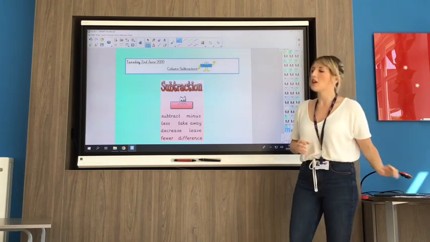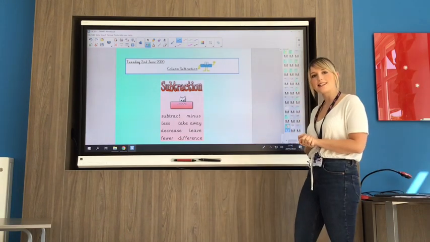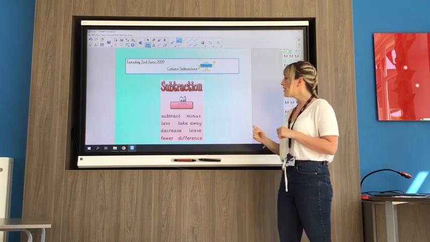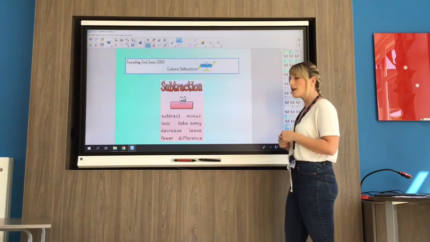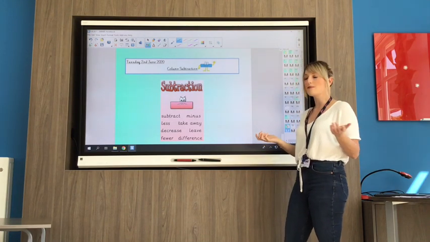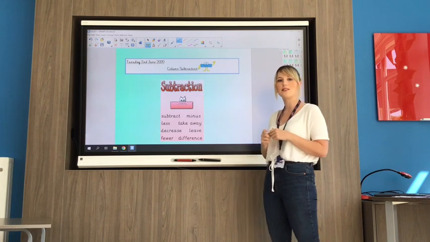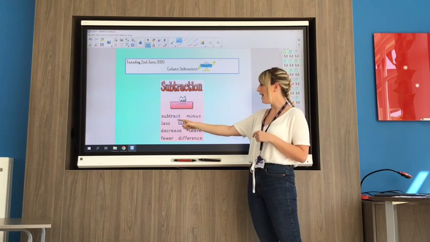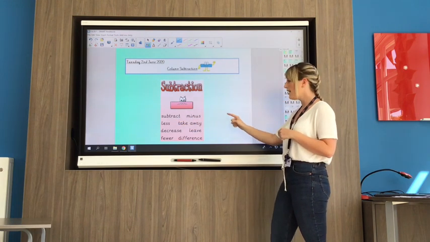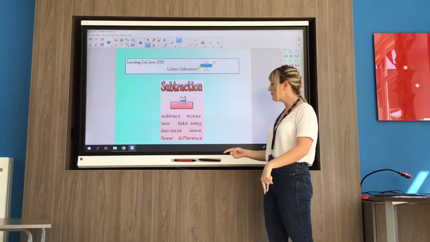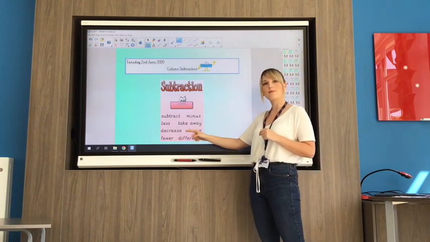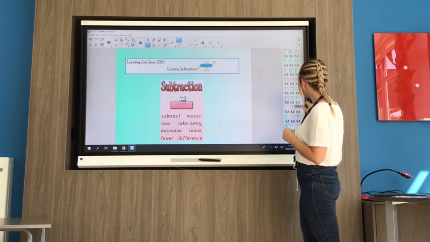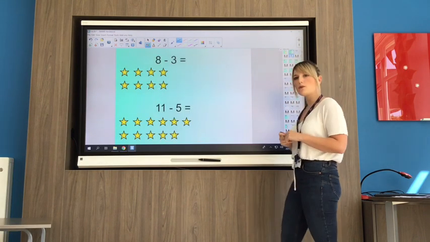Okay, so we're going to do subtraction today. A bit like yesterday, we're going to start off with some mental strategies, and then we're going to move on to the column method. On the board here, I've got some language for subtraction. When you're looking at word problems, these are some of the words you might spot, which will tell you it's a subtraction sum. So we've got subtract, minus, less, take away, decrease, which means it goes down, leave, fewer and difference.